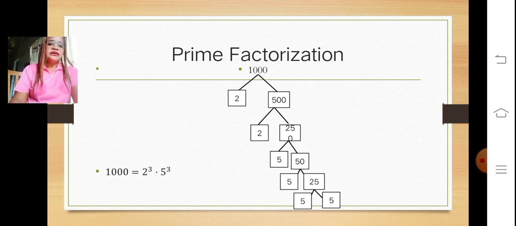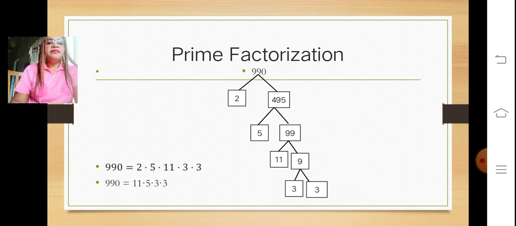250 again is a factorable number, so 250 is divisible by 5, so 250 divided by 5 is equal to 50. Then 50 is divisible by 5 again. So 50 divided by 5 is equal to 10. Then 25 is divisible by 5. So 25 divided by 5 is equal to 5. So the prime factors of 1,000 are 2 raised to the third power times 5 raised to the third power. So this example also satisfies the theorem of unique factorization, that a prime factor can be repeated not only once.